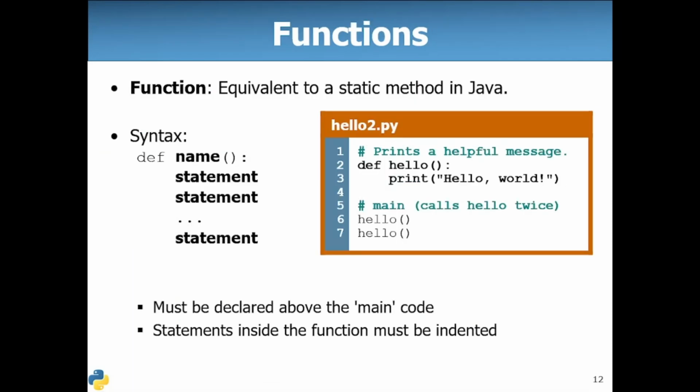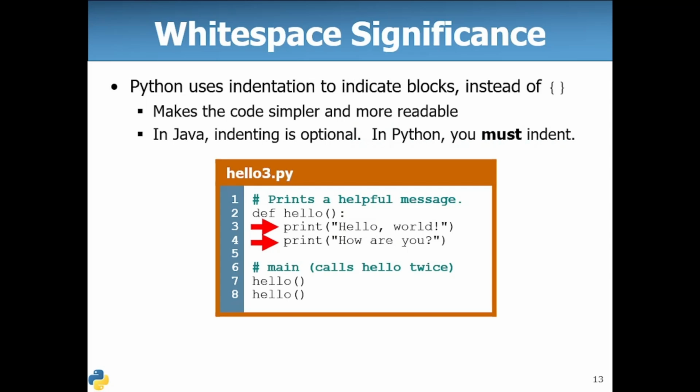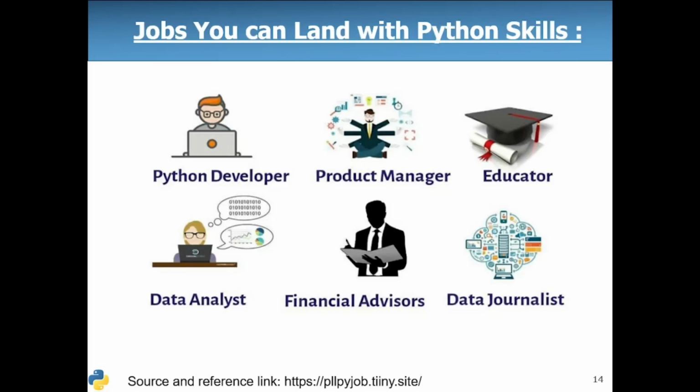So okay, function. We are coming to function later, but function is also equivalent to the static method in Java, but we'll talk about function when we get there. So white space significance, we're going to come to this also. So now, jobs you can land with Python skill.